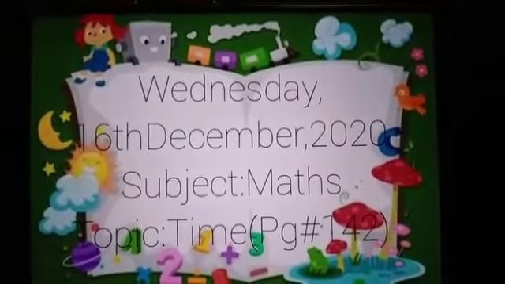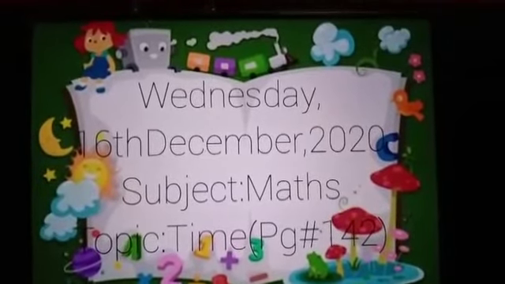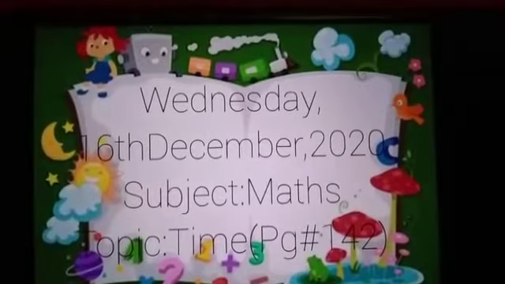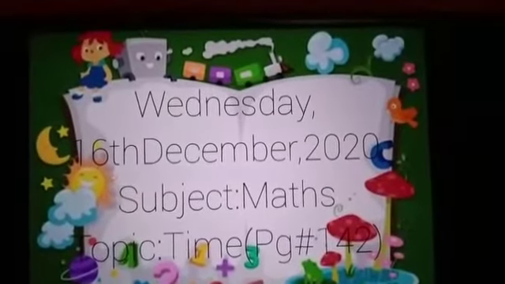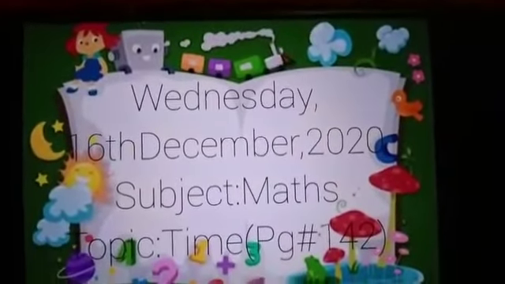Today is Wednesday, 16th December 2020. It's your maths period and today our topic is time. It's page number 142 of Countdown.